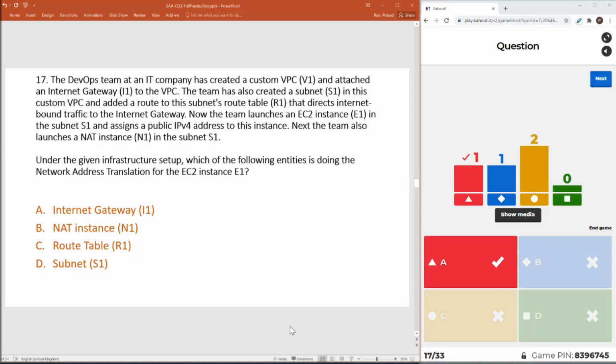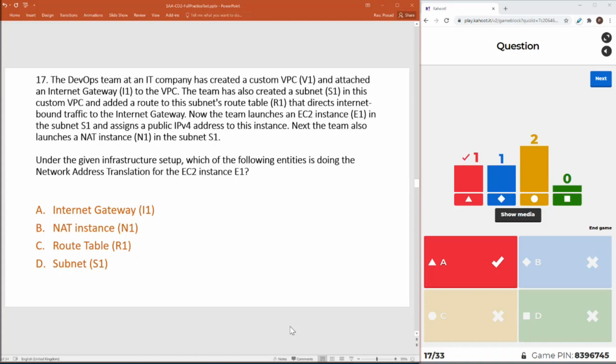The correct answer is A, internet gateway. I'm not sure why the confusion was with the route table. The answer had to be either A or B, because that's where your address translation would be happening. Why it is A and not B in this scenario is because the EC2 instance is in the public subnet itself, so it can talk to the internet via the internet gateway. The NAT instance is not required at all.